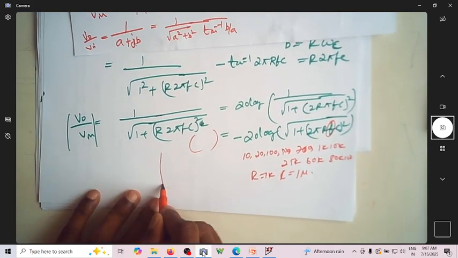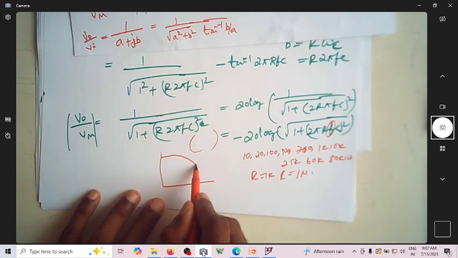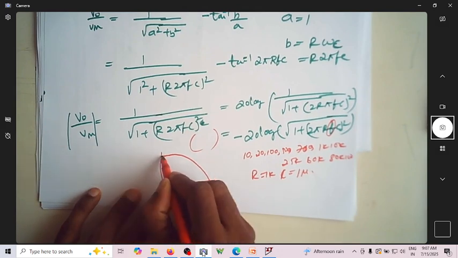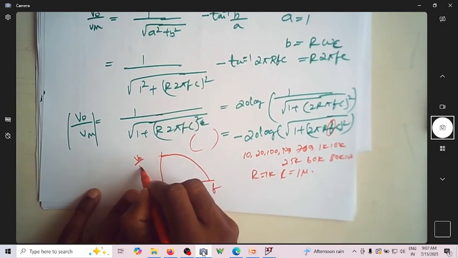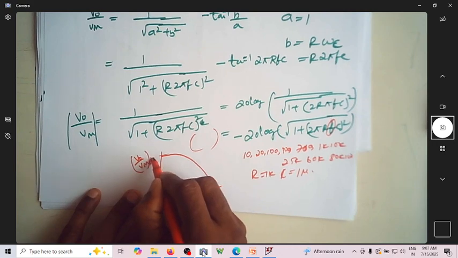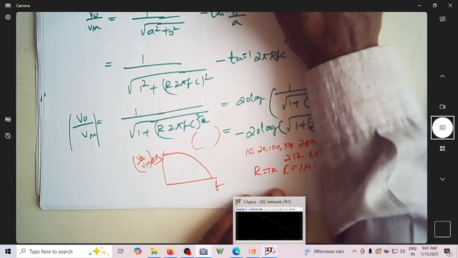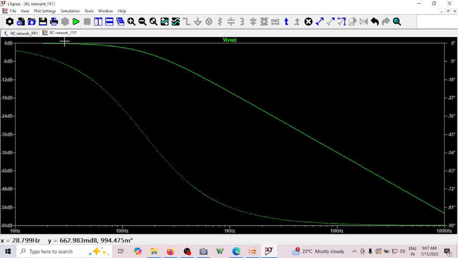So that's what this is. This is frequency. What is this? This is V naught by V in in dBs. See here, that's what you're getting here. That's this magnitude.